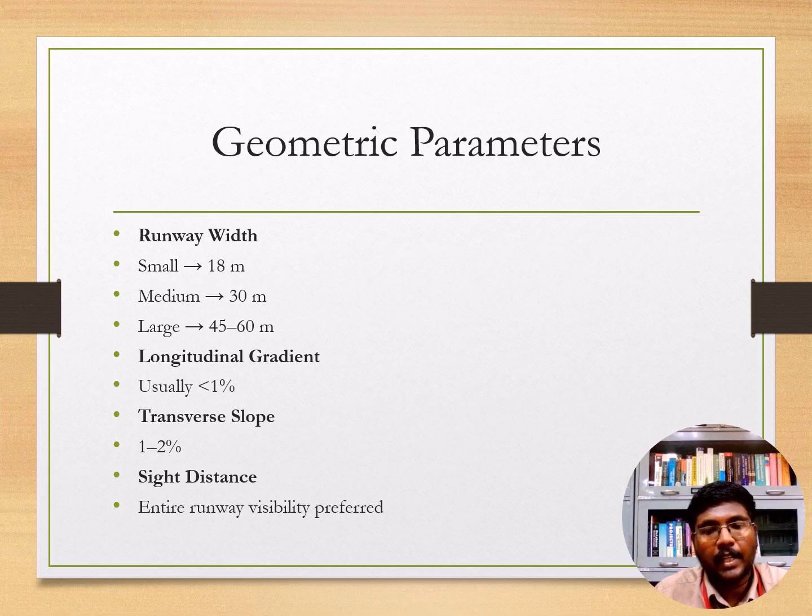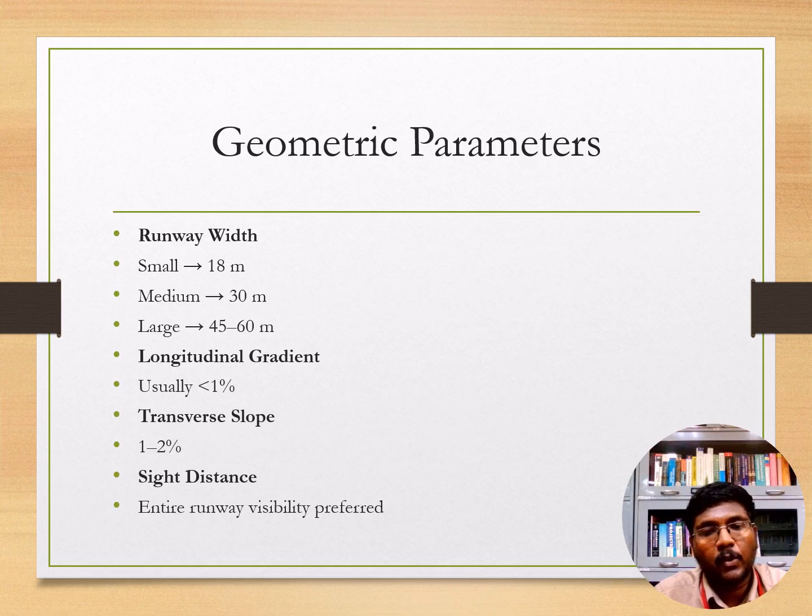Runway widths are classified into three different types: small, medium, large. In a smaller airport, up to a maximum of 18-meter runway width is provided. When compared to the smaller airport, a medium airport should provide up to 30-meter runway width. When compared to small and medium airports, a larger airport can provide a minimum of 45-meter to a maximum of 60-meter runway width.